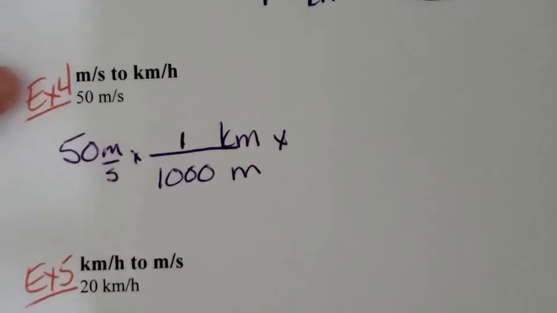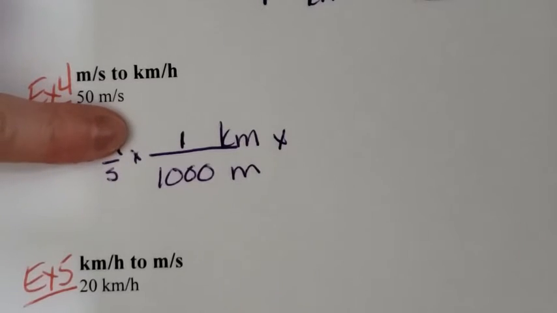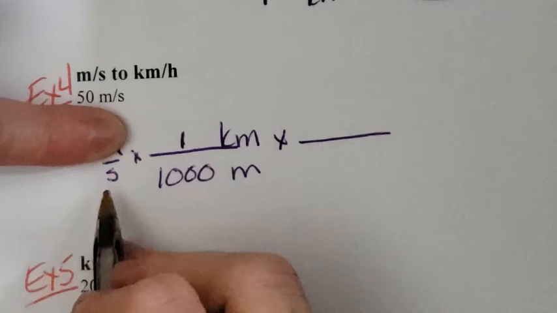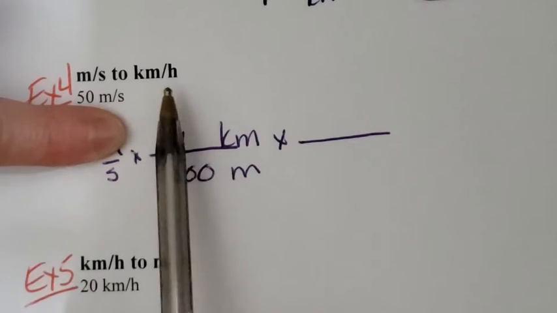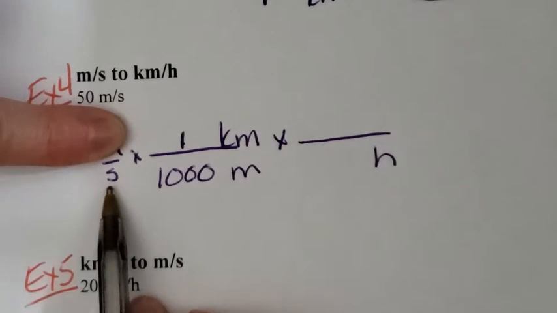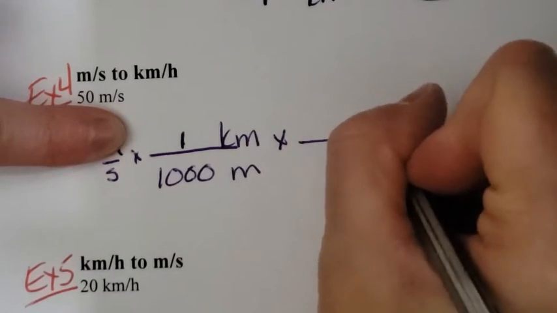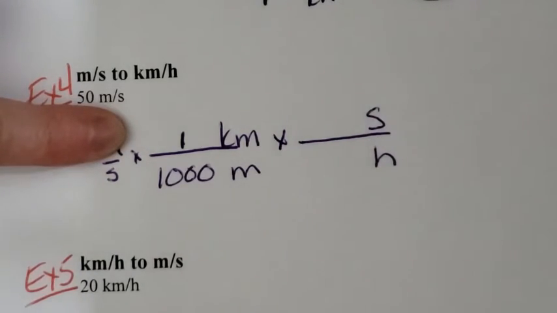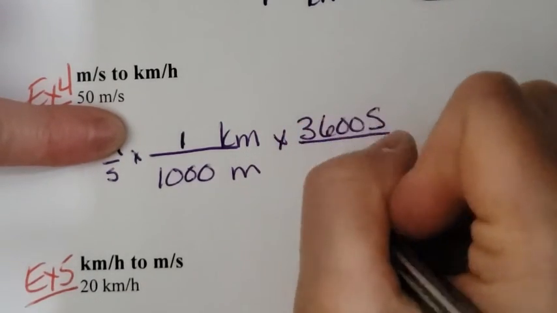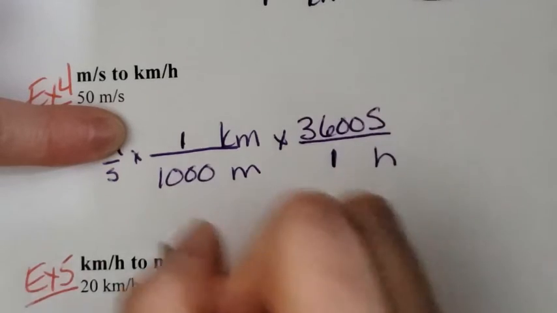But I'm not done yet. I need to deal with the seconds that are in the bottom. So now I'm going to hide the m and realize I'm going to multiply by a second fraction. Instead of seconds being in the denominator, I want hours, because I want the hours to be on the bottom. To make the seconds disappear, I need to put it on the top. And I already learned that there are 3,600 seconds in 1 hour.